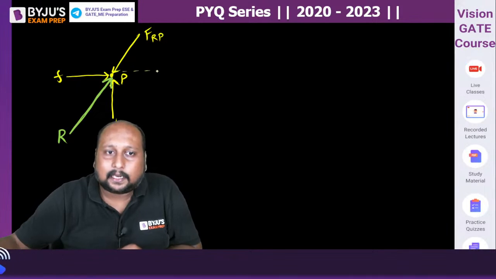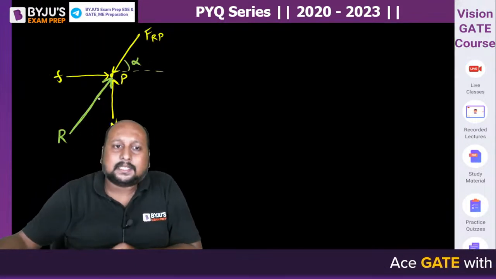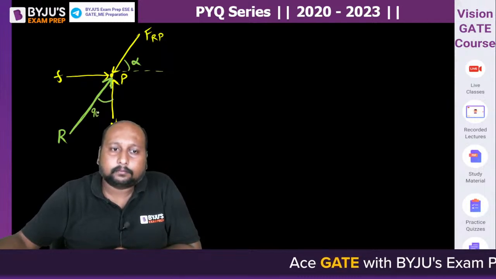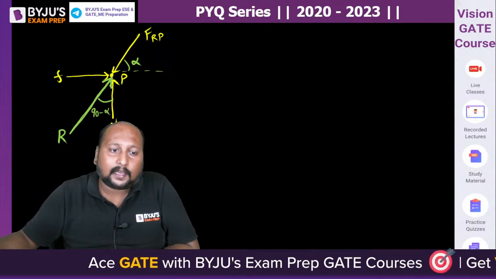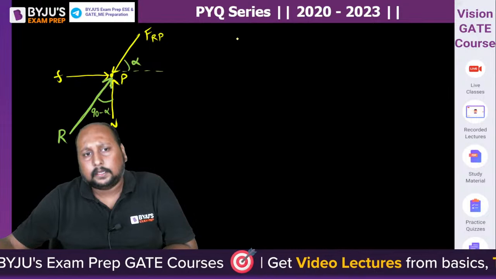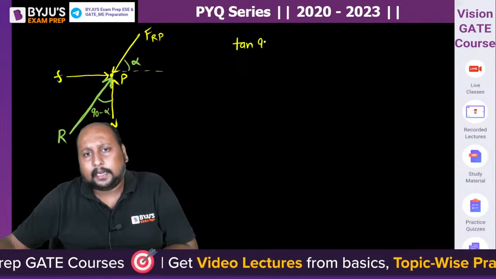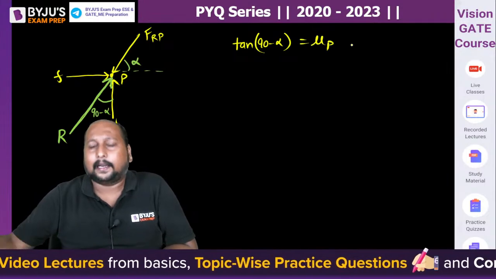This will be the resultant of these two forces, right? And we know that this angle is alpha, I think we have assumed this angle as alpha. So this angle will be 90 minus alpha. If this is 90 minus alpha, tell me, tan 90 minus alpha is equal to mu P. Can we write it like this?